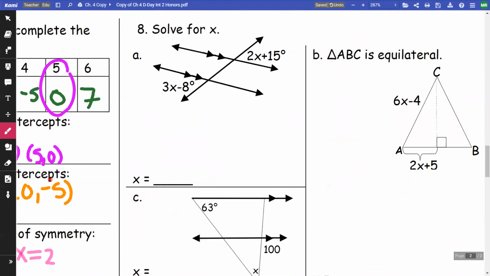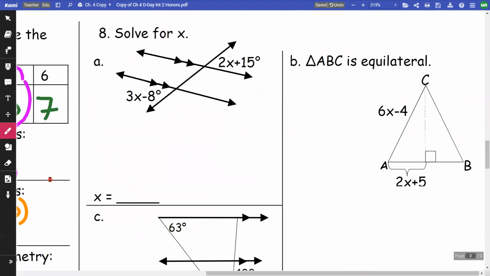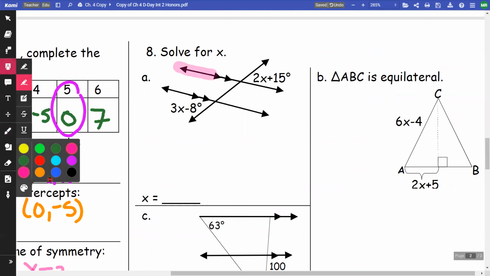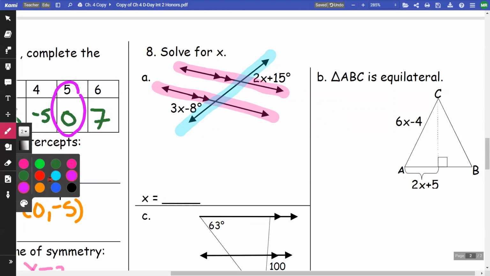On number 8, we're going to solve for these. So looking at this, I have parallel lines cut by a transversal. So that means I have alternate interior, well, actually in this case, alternate exterior angles that are equal. So I can take 3x minus 8, set it equal to 2x plus 15 and solve. So I'm going to get x is equal to 23. So my answer is 23 degrees.